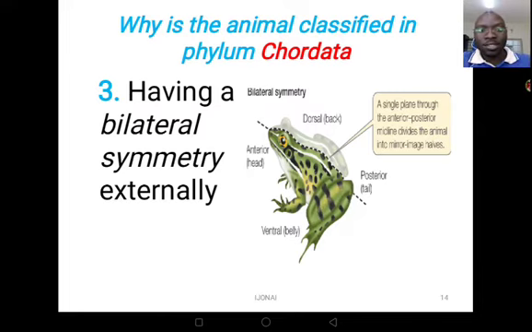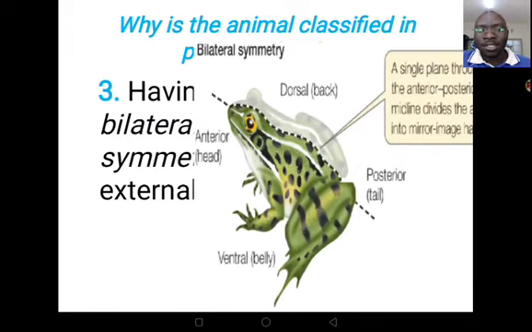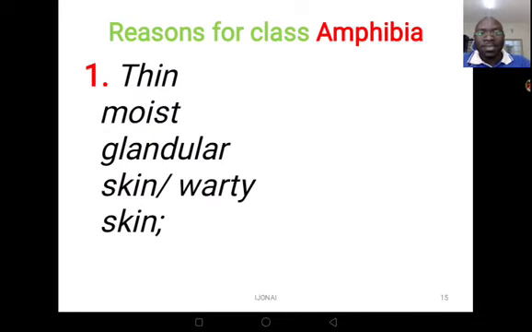So when you look at this organism here, you should be able to tell that the body can be divided into 2 equal mirror-like parts. That is what we call bilateral body symmetry. It's a characteristic of chordates. So let's look at class Amphibia. What are the reasons that we are going to give for classifying this organism or putting it in class Amphibia? One of them is possession of the moist glandular skin or wet skin.